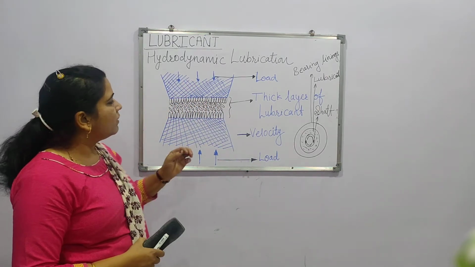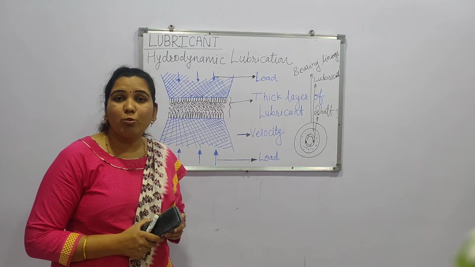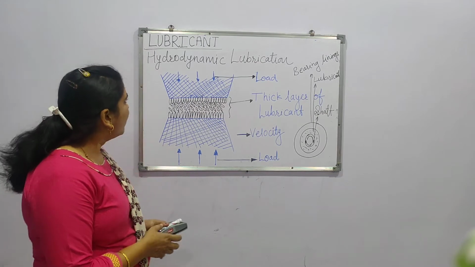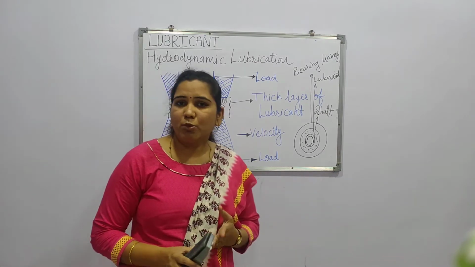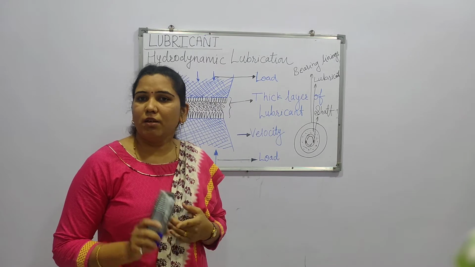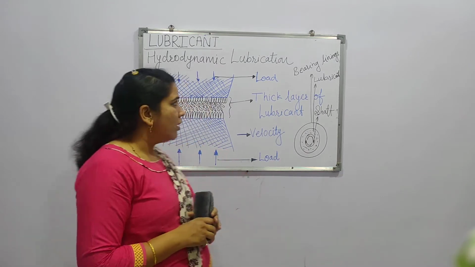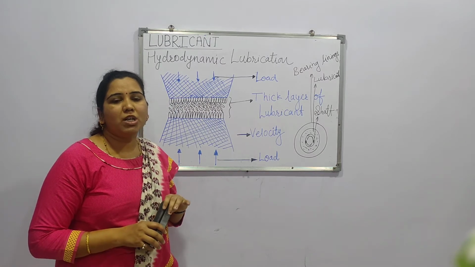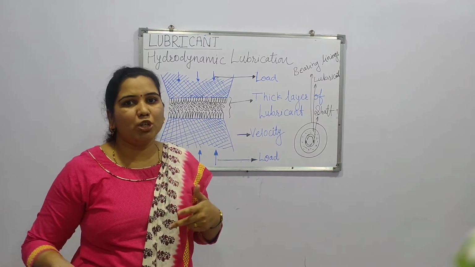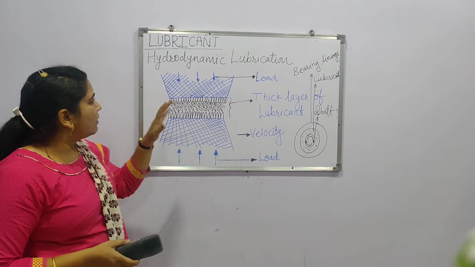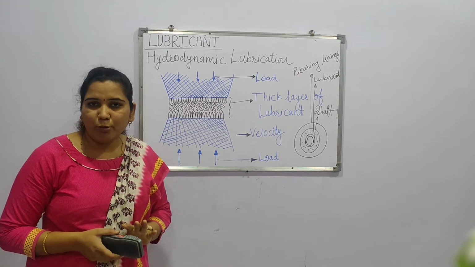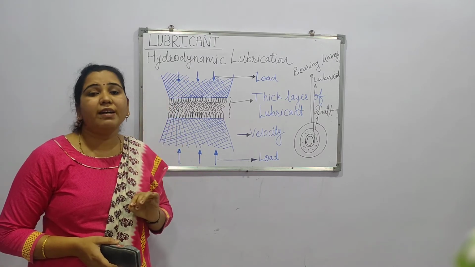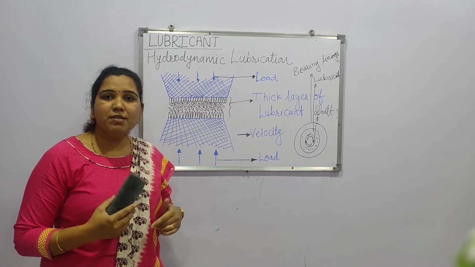Our topic of discussion today is lubricants. We will see the mechanism of lubrication in this lecture. We have already seen the introductory portion about the lubricant as well as the different functions of lubricant. Now next is hydrodynamic lubrication. Mechanism of lubrication is nothing but how lubrication occurs. There are three ways to carry out the mechanism of lubrication: hydrodynamic lubrication, boundary lubrication and extreme pressure lubrication. We will see them one by one.